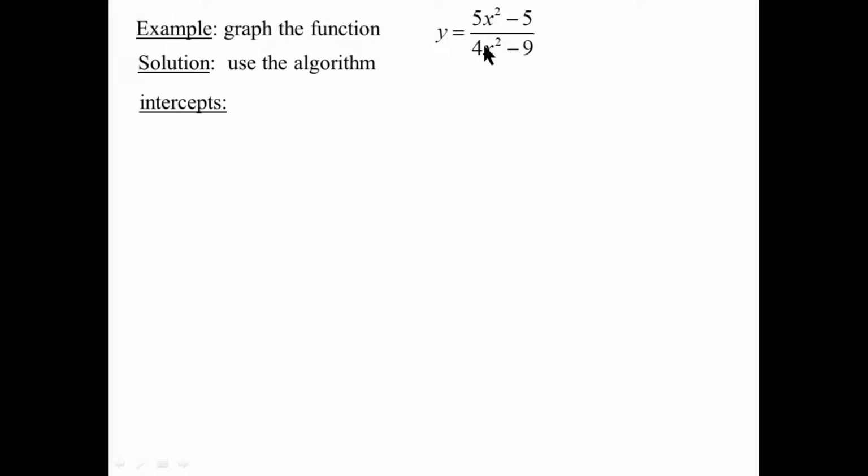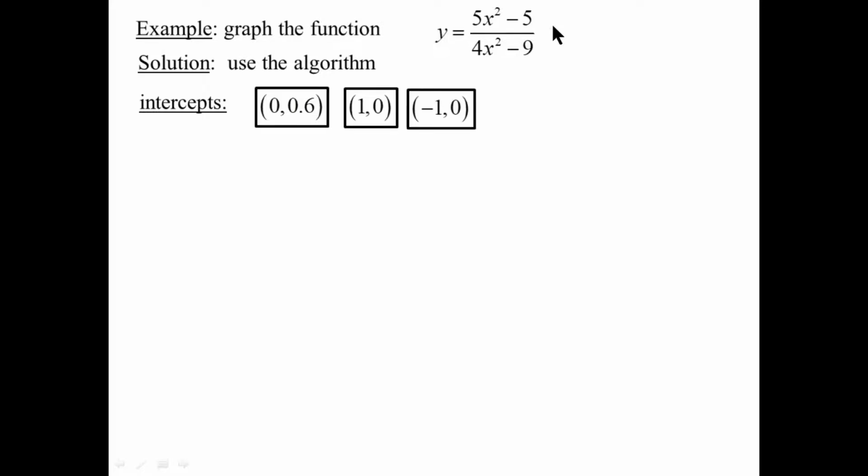Solution, use the algorithm, of course. Intercepts. Let's start with the y-intercept. To get the y-intercept, sub in 0 for x. That's how you always get a y-intercept. Sub in 0 for x. And we have 5/9. 5/9 is 0.555, which we'll round to 0.6. So our y-intercept is 0.6, and for the x-intercept, set y equal to 0, which means this numerator has to be 0, which means x is plus or minus 1.